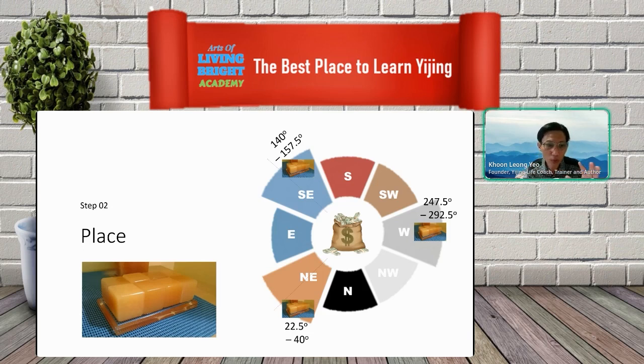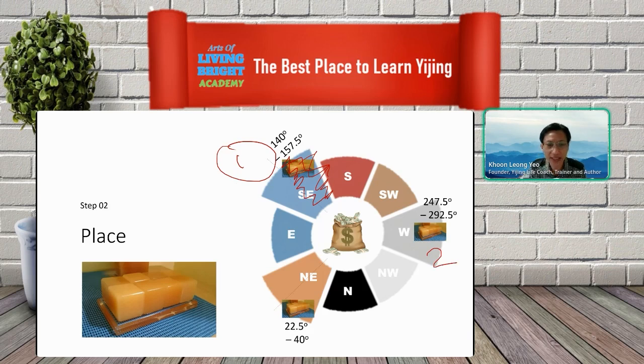Okay, so where do these three sets go to? The first set goes to the second half of southeast. You can see the shaded area. To be exact, it is around 140 degrees to 157.5 degrees. Second half of southeast. This is number one, the first set.